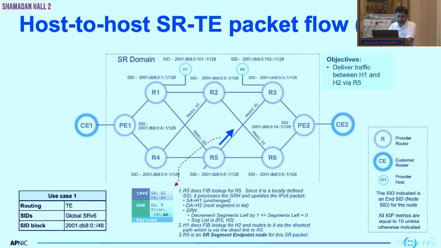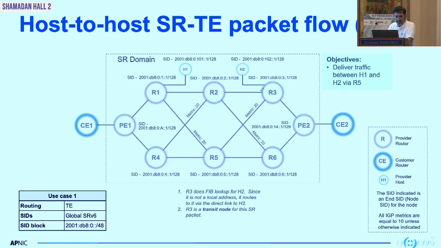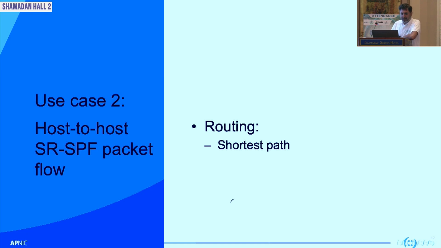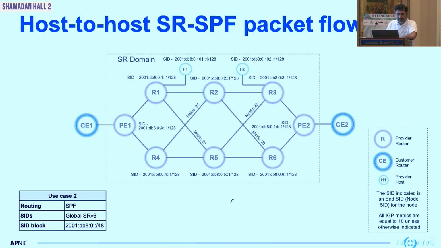So it will do the lookup and send the packet towards H2. Once H2 receives the packet, the destination address is the same as H2, and segment left is 0. That means there is no segment left. So in that case it will remove the SRH and check what the payload is, and it's the ultimate destination.